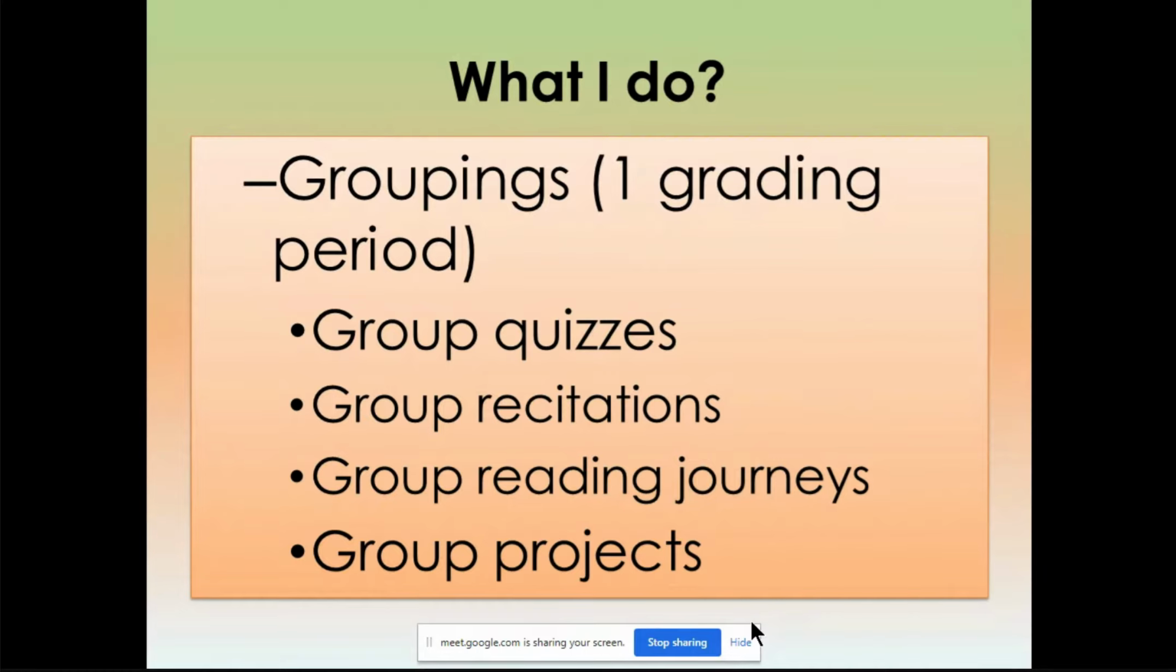So I think it's good because most of them, even the people that I didn't know knew the answer, are actually contributing. So it's good. Next one is actually group reading journeys.